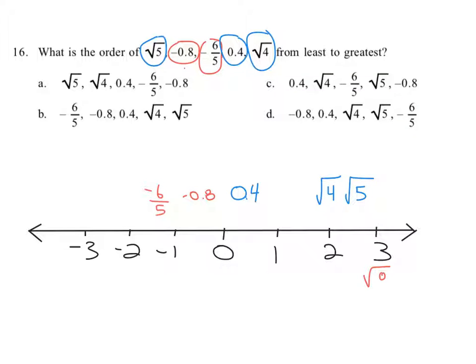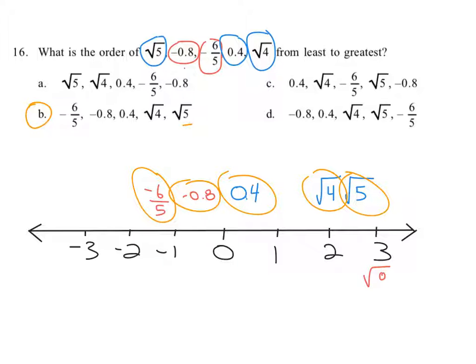And now we've got them in order. And if we just look at them one at a time, the first number that we've got, least to greatest, the smallest number is negative 6/5. That automatically makes this answer B. But let's just check and verify that all the rest of it is correct. Next one is negative 0.8. That's good. The next is positive 0.4. That's good. The next is square root of 4. That's good. And then the next is square root of 5. So we've successfully identified this answer as B, and we're done.